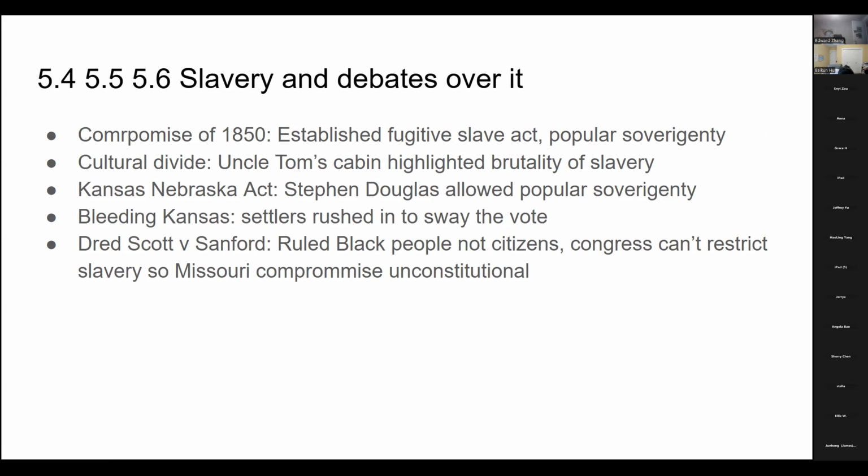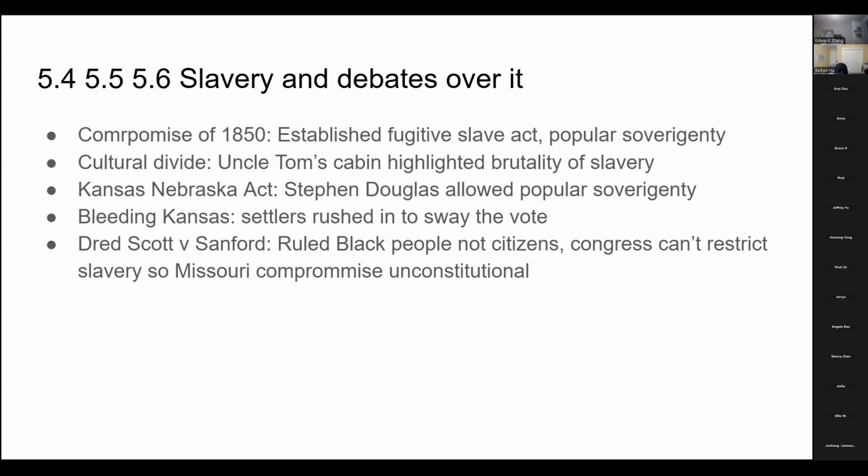I'll give you guys a hint. It's similar to the Missouri Compromise. It was that they wanted to admit new slave states, right? And this act established the Fugitive Slave Act. So pretty much it allowed slave owners in the South to go to the North to capture escaped slaves.